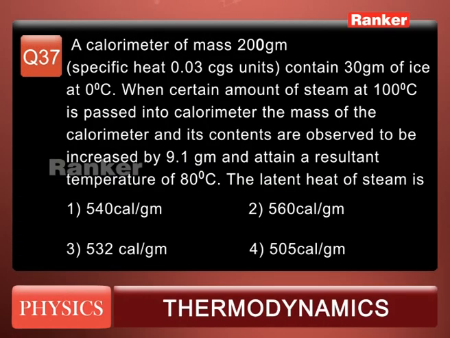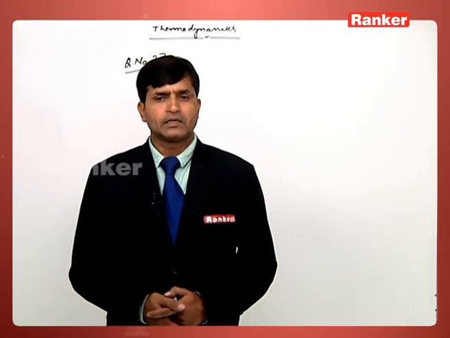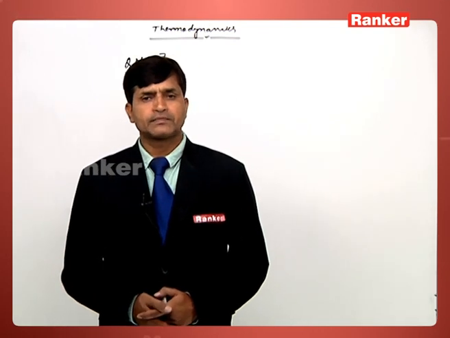Question number 37. A calorimeter of mass 200 gram, specific heat 0.03 Celsius units, contains 30 gram of ice at 0 degrees Celsius. When a certain amount of steam at 100 degrees Celsius is passed into the calorimeter, the mass of the calorimeter and its contents is observed to increase by 9.1 gram, and it attains a resultant temperature of 80 degrees Celsius. We have to find the latent heat of steam. So now see how to do this problem.